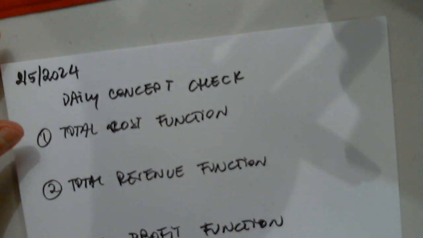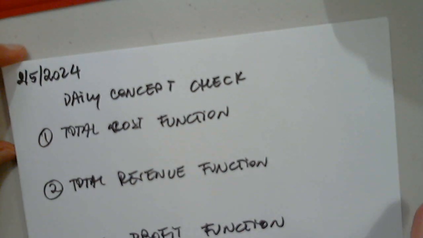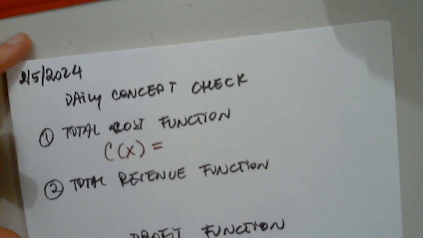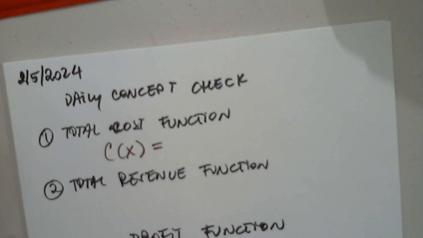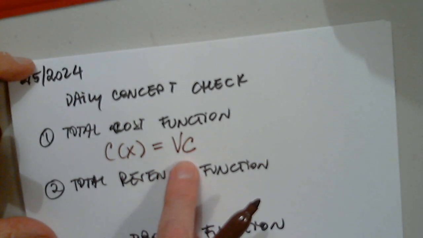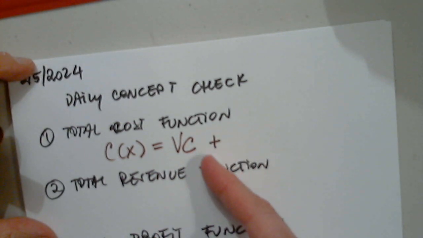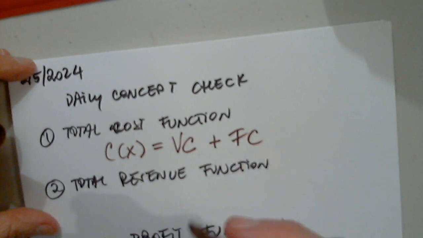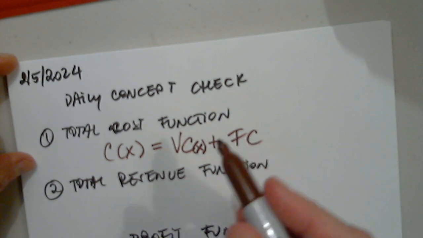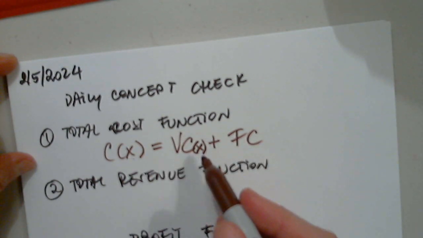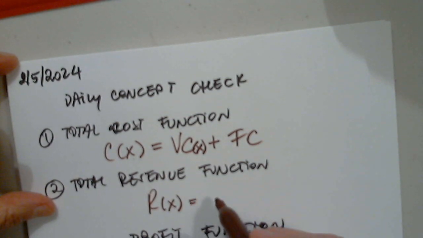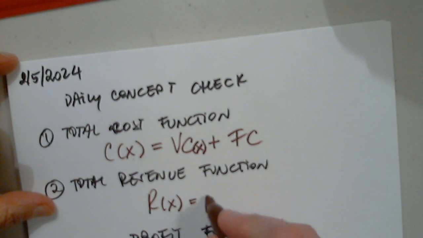Total cost function. Anyone would like to tell us what is the total cost function equal to? In words is fine. The variable cost. Yes. The fixed cost. The fixed cost does not depend on X, but the variable cost depends on X. That's why I put X. This is just a number, but this one depends on the number of units. Awesome. Revenue function is price times X.